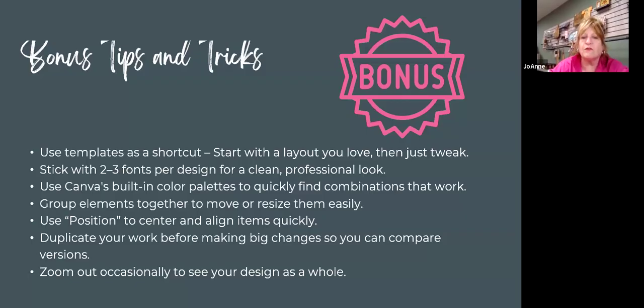Group elements together to move or resize them. And what do I mean by that? For example, I could have put all of these bullet points in as separate text lines so that each of them could have been moved individually. But simply by drawing a line around them, I grouped them. So now they move as a unit. I can resize them all at the same time.